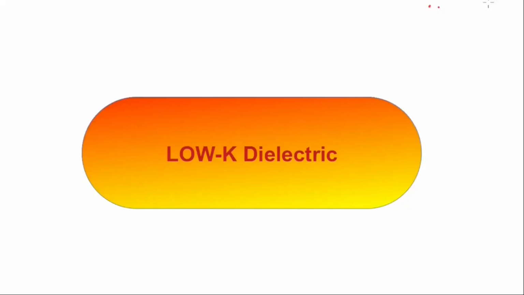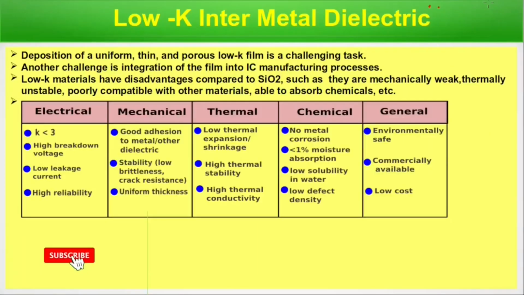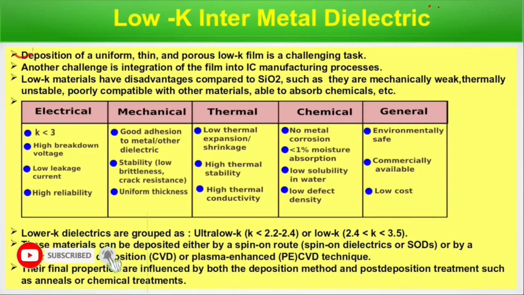Now we will try to understand what actually a low-K dielectric is. Deposition of a uniform, thin and porous low-K film is a challenging task. Another challenge is integration of the film into the IC manufacturing process. Low-K materials have disadvantages compared to silicon dioxide, such as they are mechanically weak, thermally unstable, poorly compatible with other materials, able to absorb chemicals, etc. From the previous slide, we already know how copper interconnects are formed when copper and low-K dielectric are integrated in the IC manufacturing process.